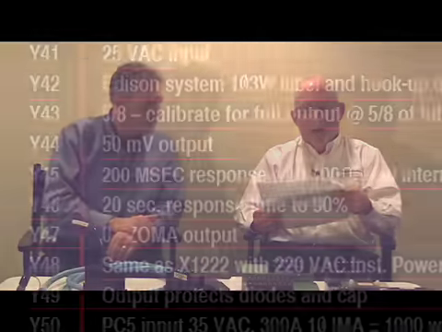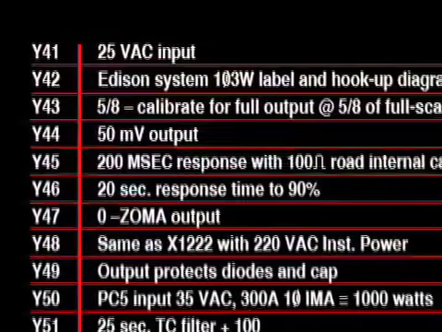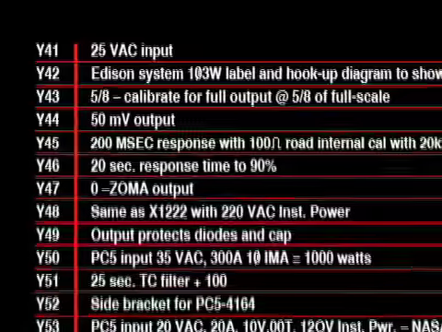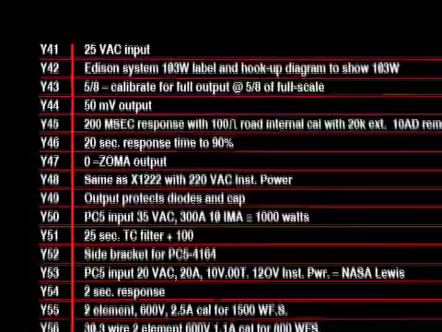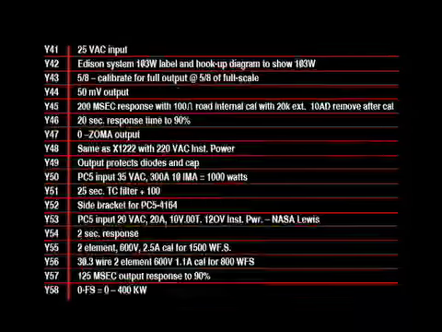Just to illustrate what some of those PC5 iterations entail, just looking at the Y number sheet, a Y41, the customer wanted a 25 volt AC input. A Y44, a 50 millivolt output. These are all slightly different versions of the standard specification. A Y51, a 25-second time constant filter. Let me see if I can find another interesting one here. Oh, here's a customer, a Y52.